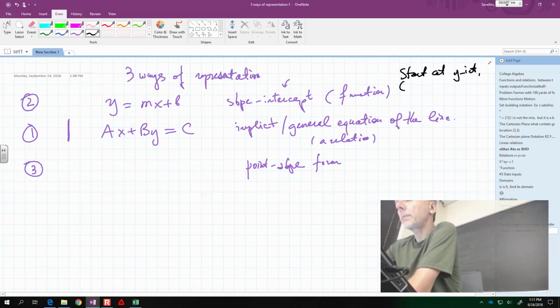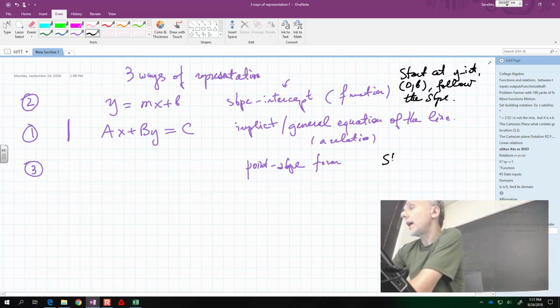So once again, the first one is, start at the y-intercept, which is the point (0, b), and then follow the slope. That's the idea of the slope-intercept formula. Here we have, start at any point, meaning any point that we choose, (x naught, y naught), and then once again follow the slope.